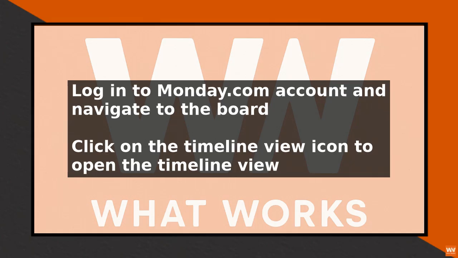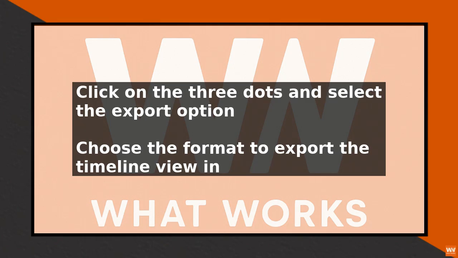Next, click on the three dots at the top right corner of the timeline view and select the export option from the drop-down menu. This will open a new window with export options. Choose the format you want to export your timeline view in, such as CSV, Excel, or Google Calendar.